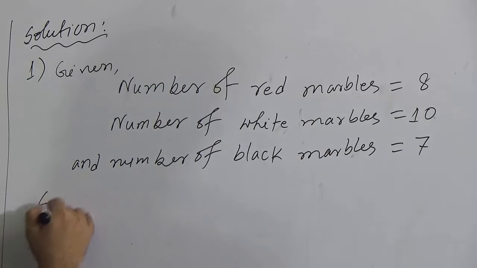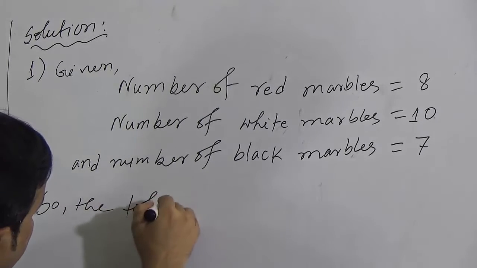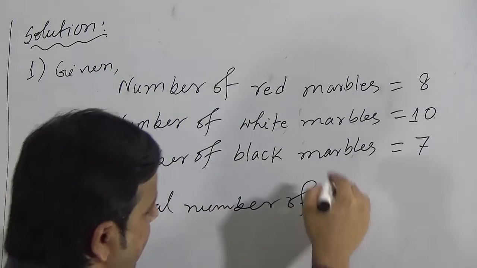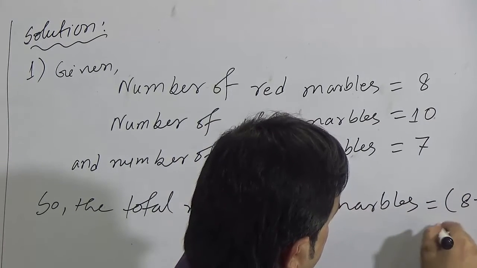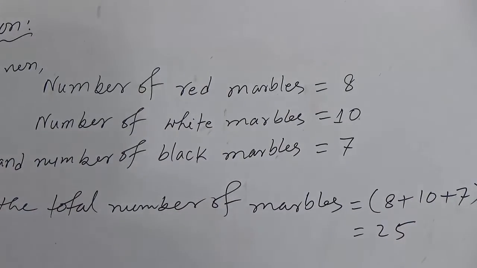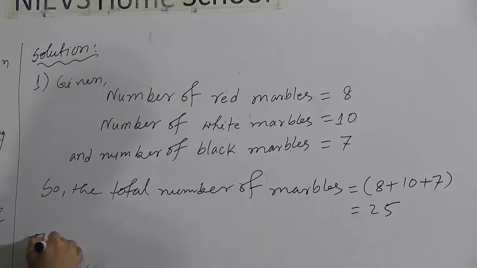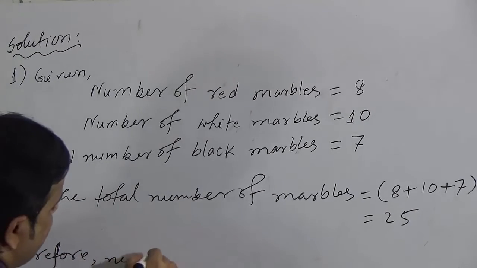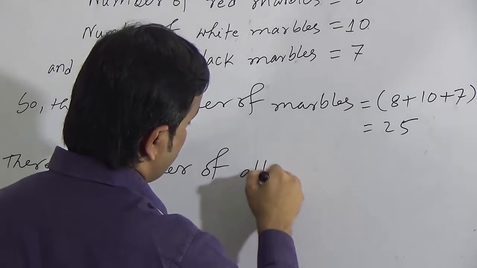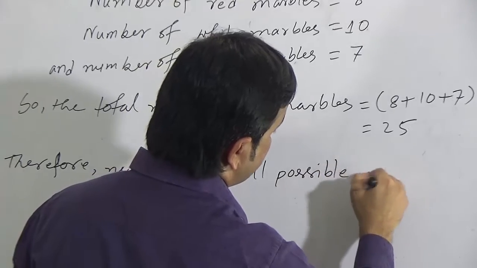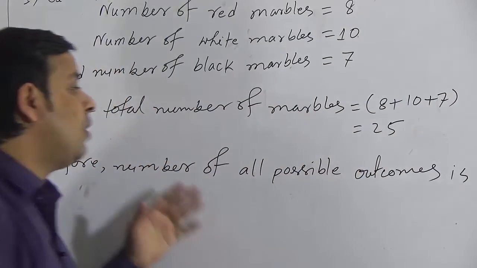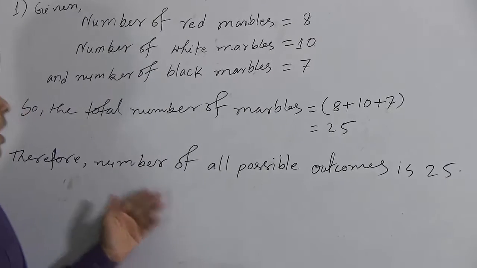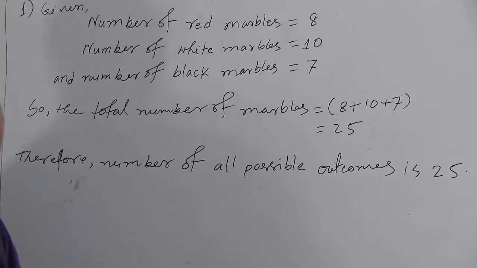So the total number of marbles is equal to 8 plus 10 plus 7, that is equal to 25. Therefore number of all possible outcomes is 25. So this is our answer of question 1. It means first question, I have done question 1. Now I have to solve question 2. What is question 2? See question 2.